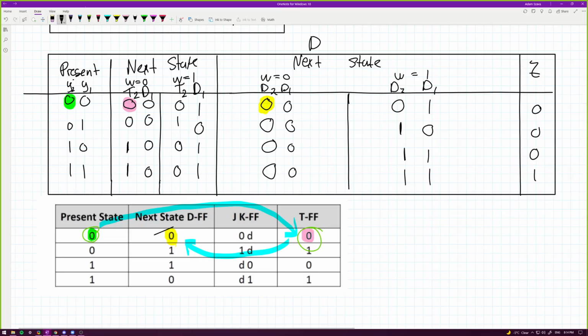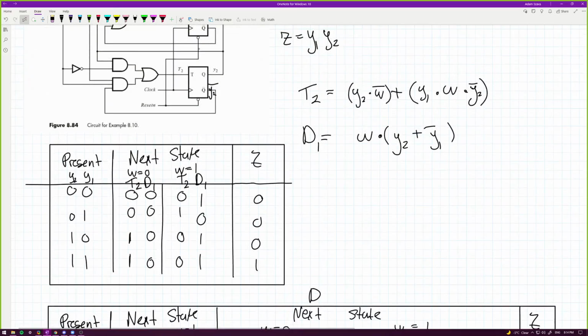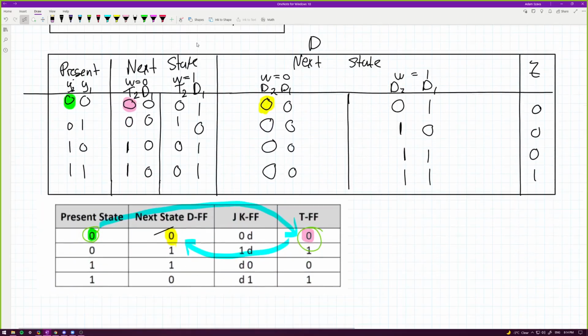And so we can derive some formulas for it now. Z, we don't have to change yet. Okay, so then D2 equals 0. D1 equals 0. There's nothing really else to say there.